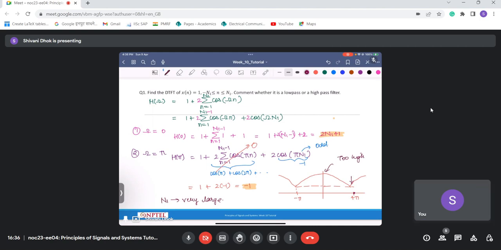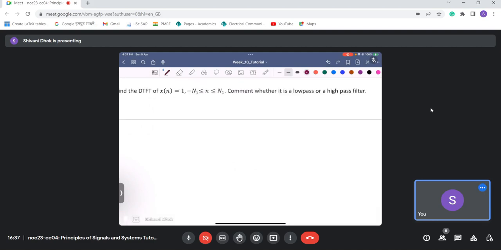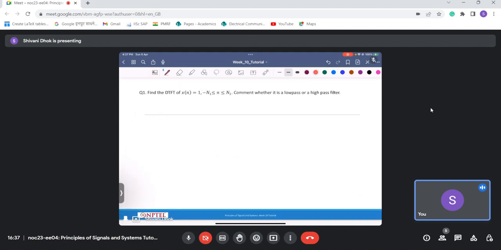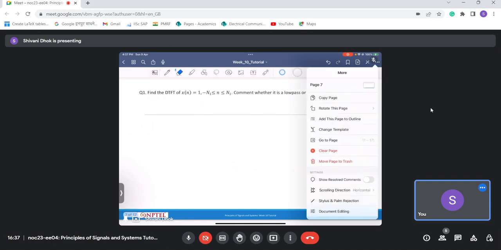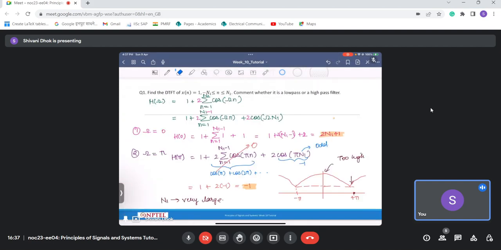So what happens if N1 is even? Okay, if N1 is even, let me add one page. So let's say my N1 is -2. Yeah, I think it won't matter. It matters when we are speaking about its length. It won't matter.